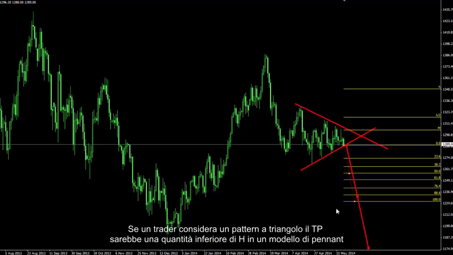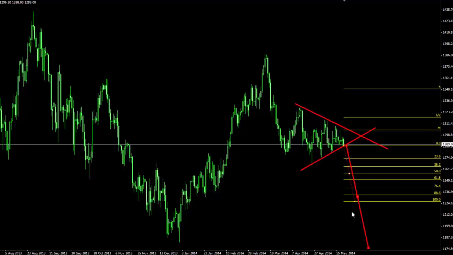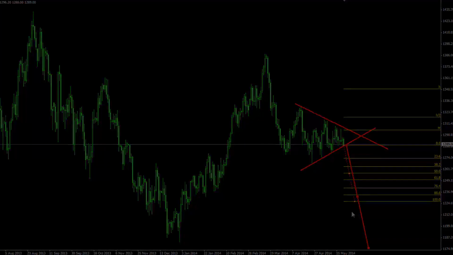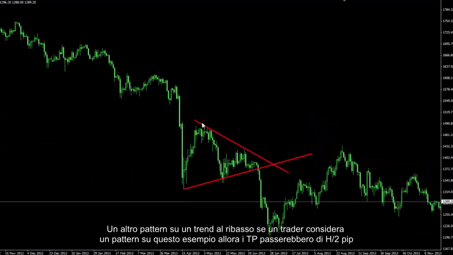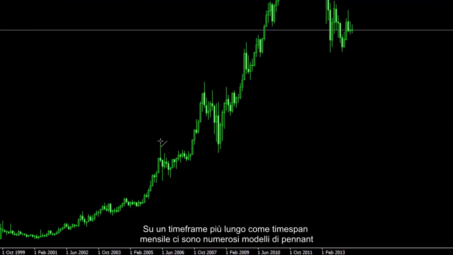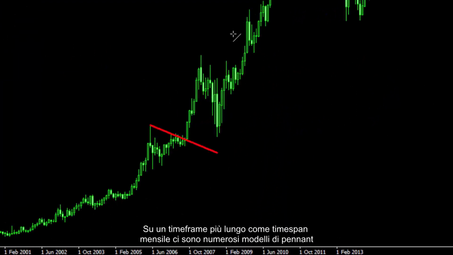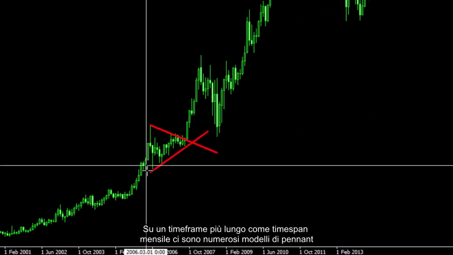If a trader considers a triangle pattern, then TP would be less than TP amount in a pennant pattern. Pennant patterns are formed regularly on gold symbols. Another pattern on a downward trend: if a trader considers a pennant in this example, then TP would pass H2 pips. On a longer time frame, like a monthly time span, there are numerous pennant patterns.